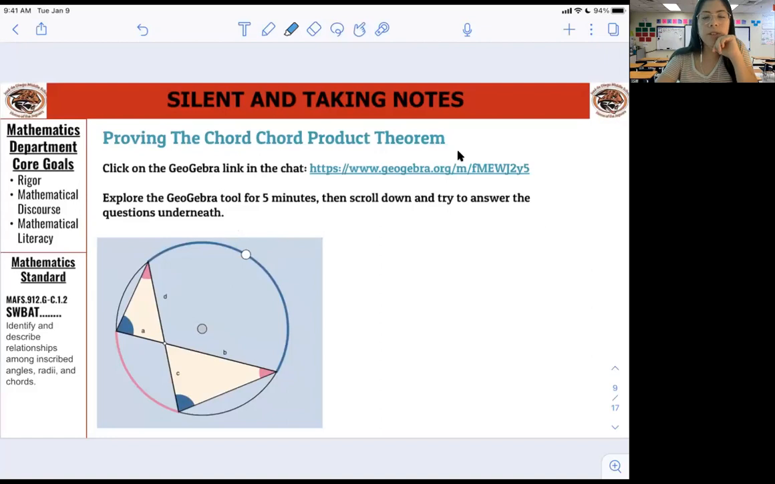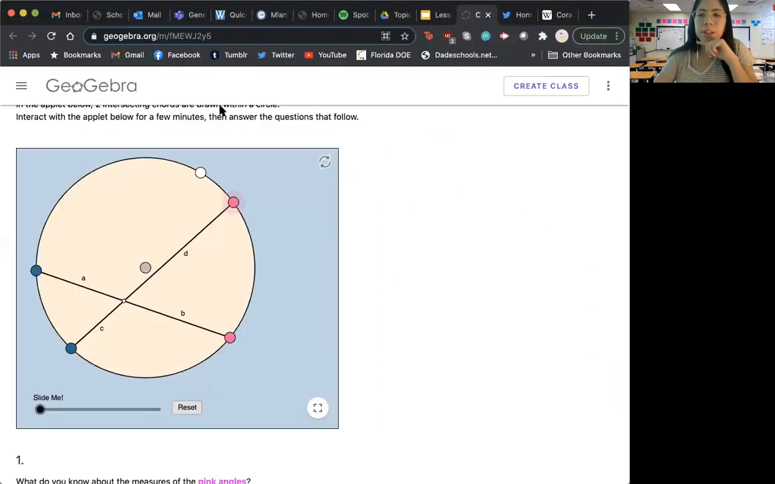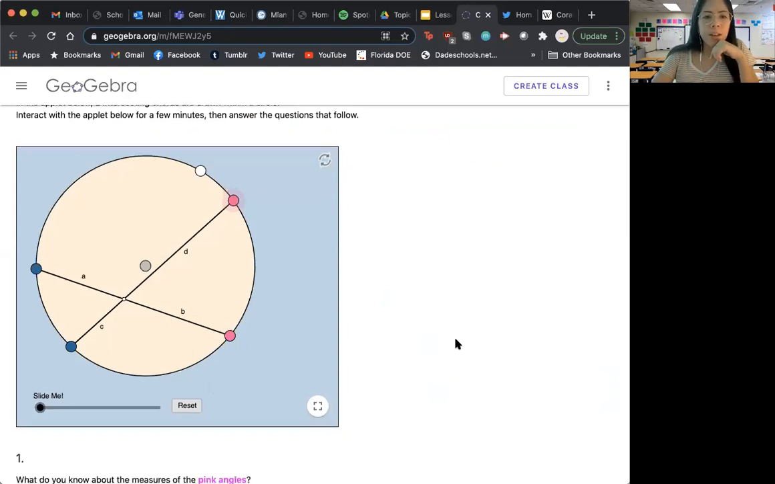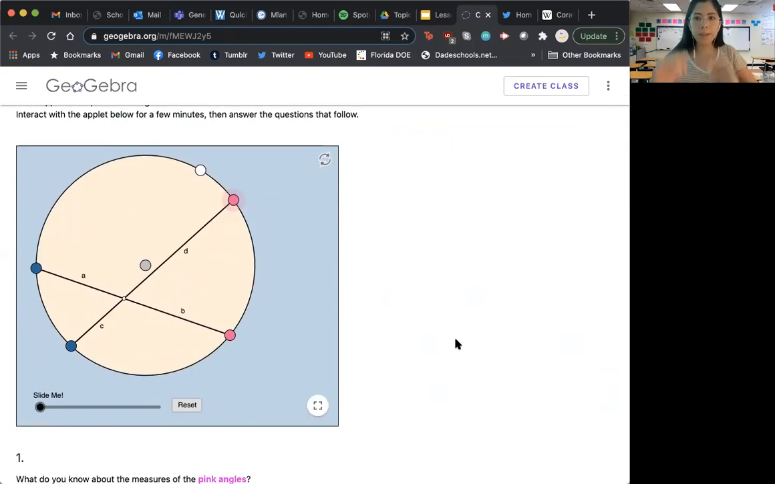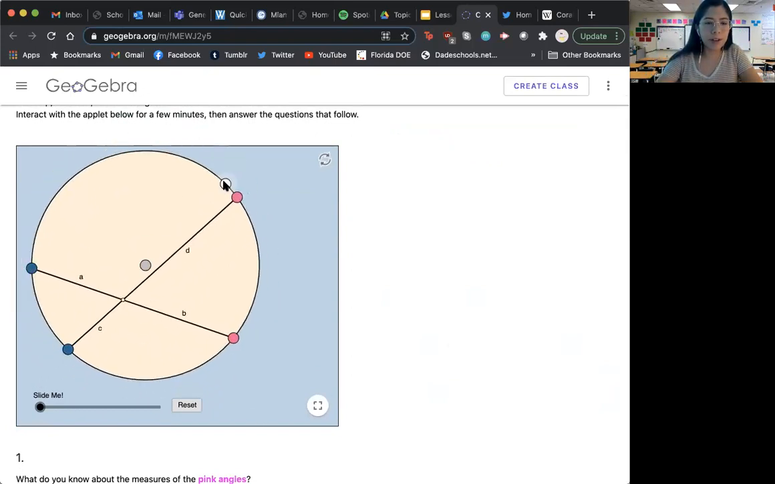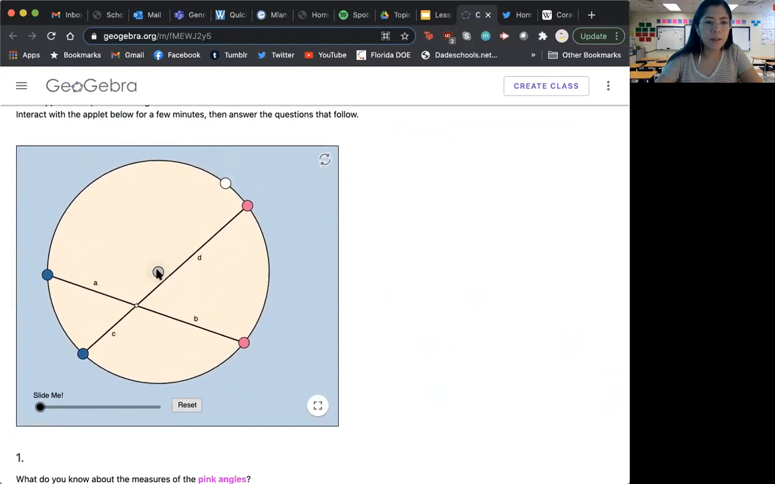Alrighty, so let's go ahead and do these together now. So head back over to your Zoom screen. And I'm on the same page. And let's see what happens, right? So I can play around with this circle. I can make it bigger, I can make it smaller. I like it right here is good.